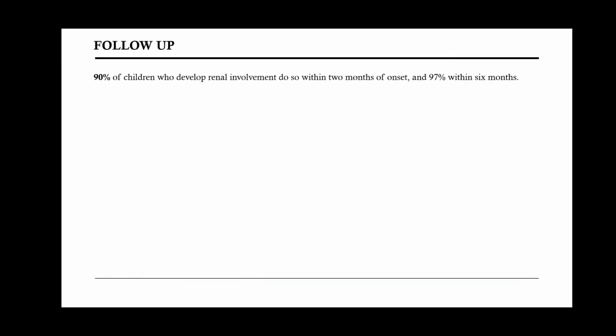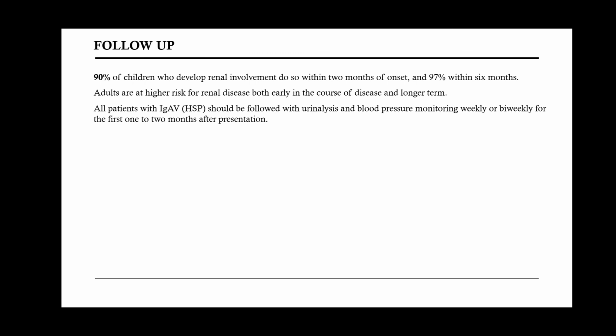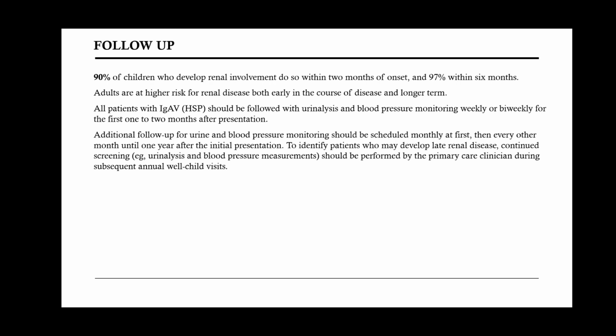As for the follow-up, 90% of children who develop renal involvement do so within 2 months of onset, and 97% within 6 months. Adults are at higher risk for renal disease both early in the course of disease and longer term. All patients with IgA vasculitis HSP should be followed with urinalysis and blood pressure monitoring weekly or biweekly for the first 1 to 2 months after presentation. Additional follow-up for urine and blood pressure monitoring should be scheduled monthly at first, then every other month until 1 year after the initial presentation.